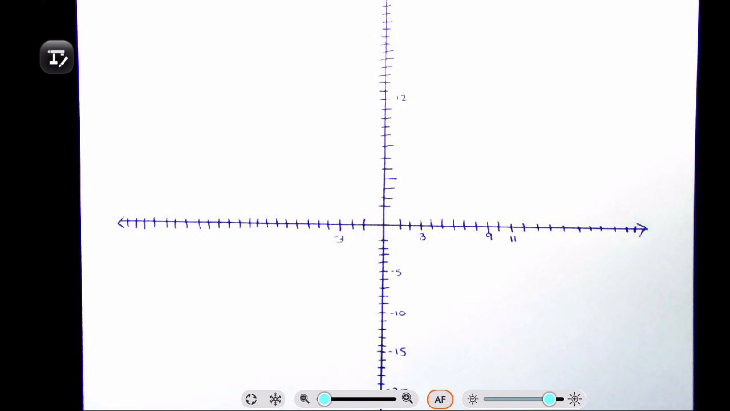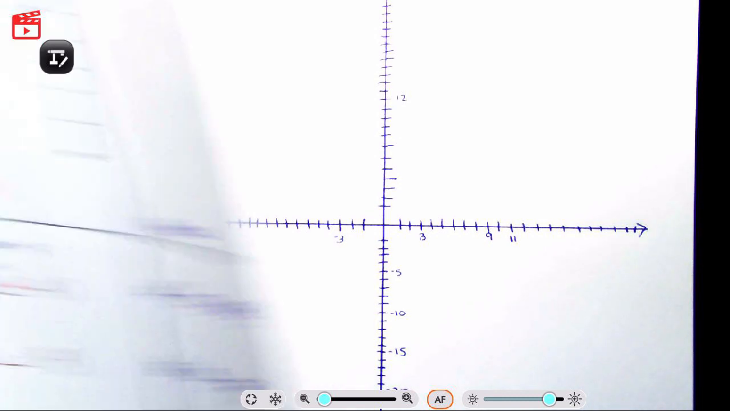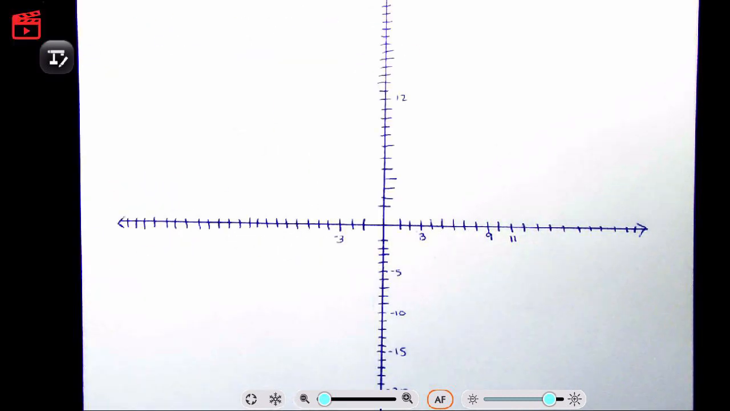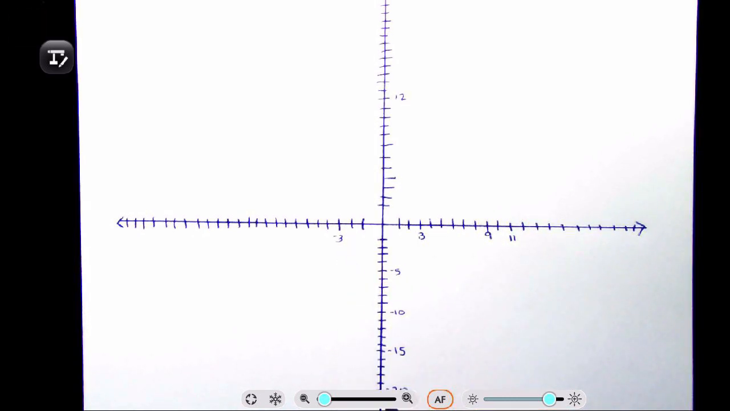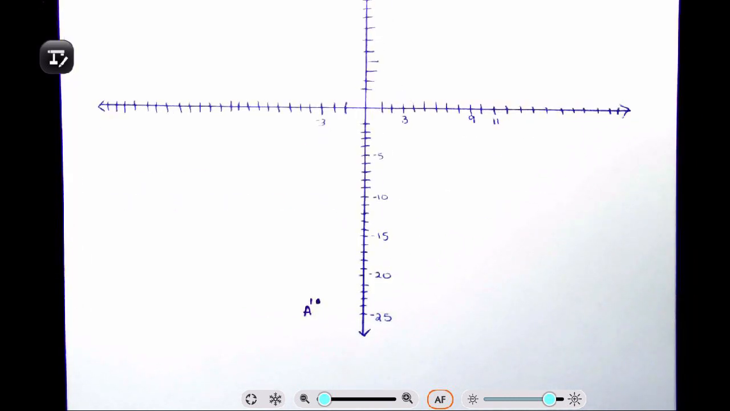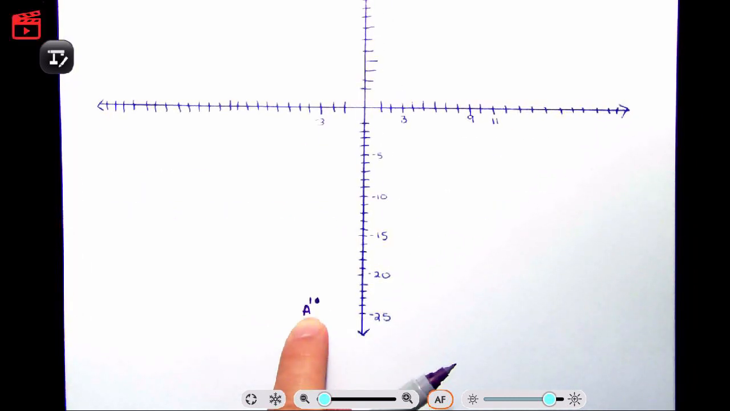I just need to plot the points. I'm going to take a look at our new points here. The first point that we have is our A prime, and A prime is at -3 and -23. So here's -3, and here's 20, 1, 2, 3, -23. So that's going to be here-ish. Make sure that you label your points as well. So for example, at this point, I have to write that this is A prime. This is our transformed A point.